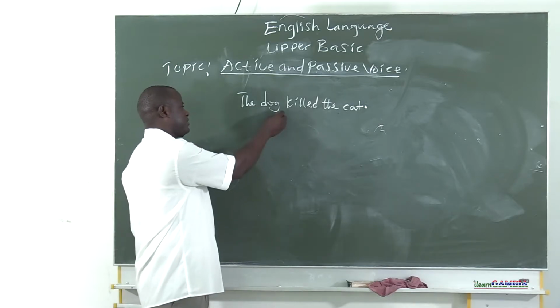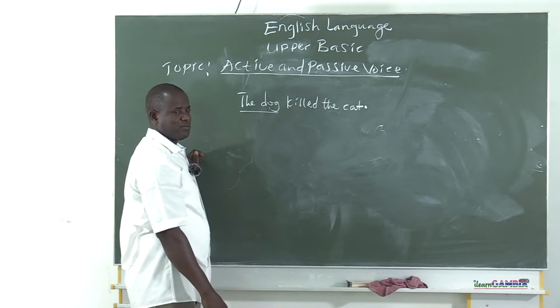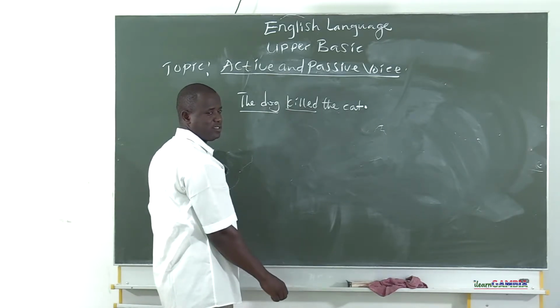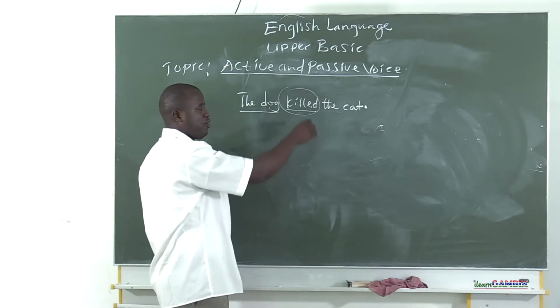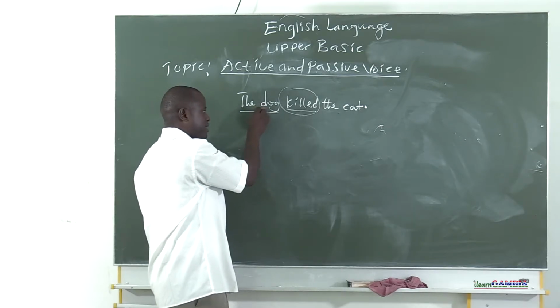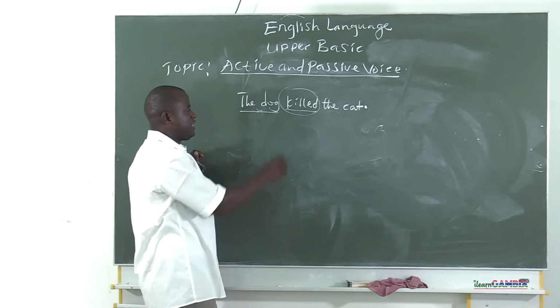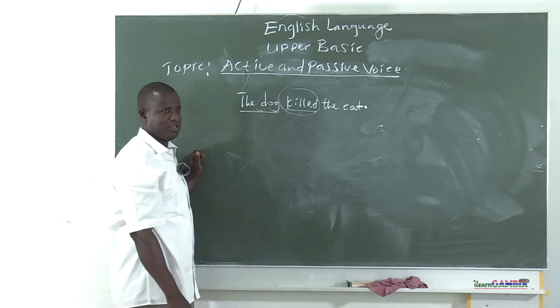Where is the subject? It's the dog. What does it do? It kills. So where's the verb? Kill. Who does the killing? The dog. So here we understand that the subject acts upon its verb. So in this case, we call them an active voice.